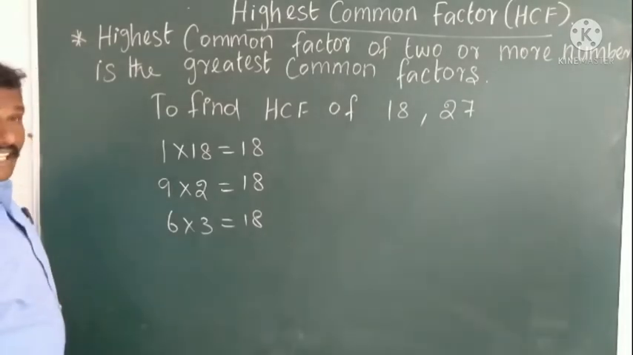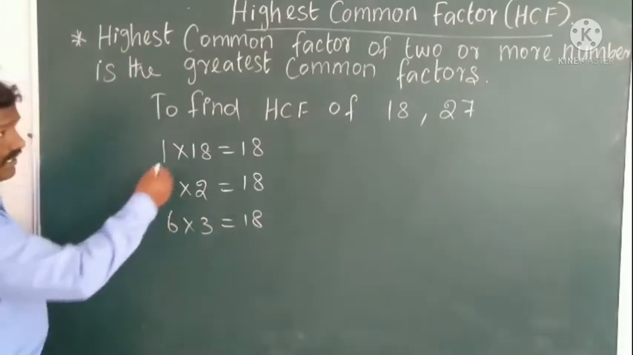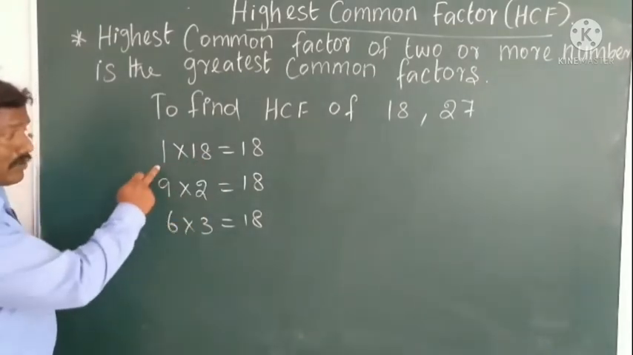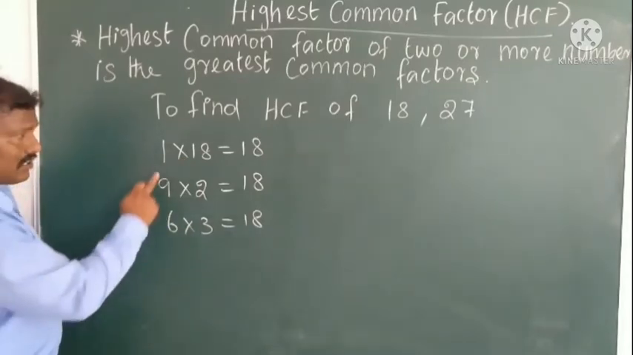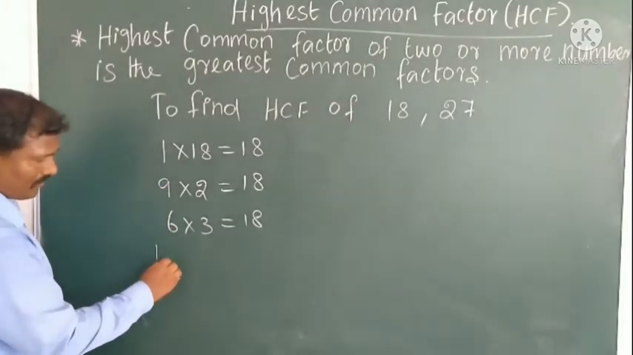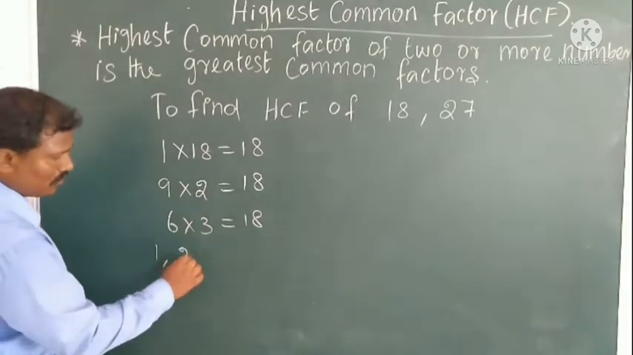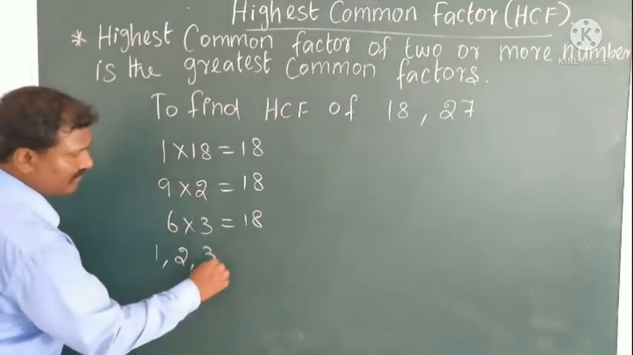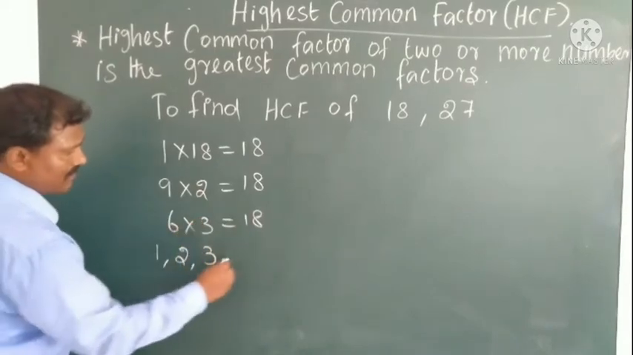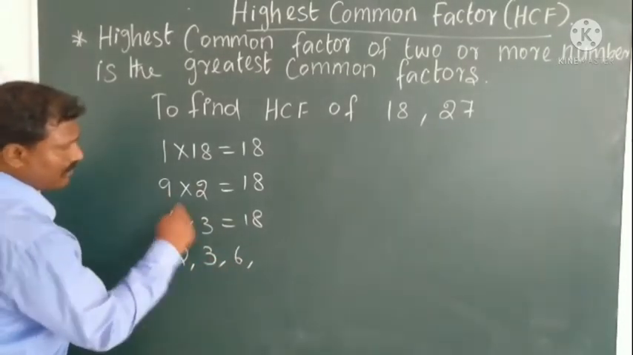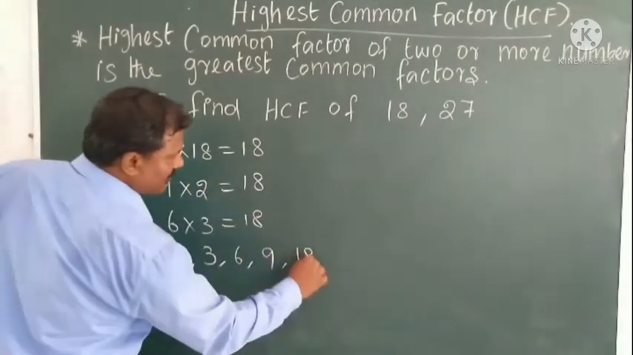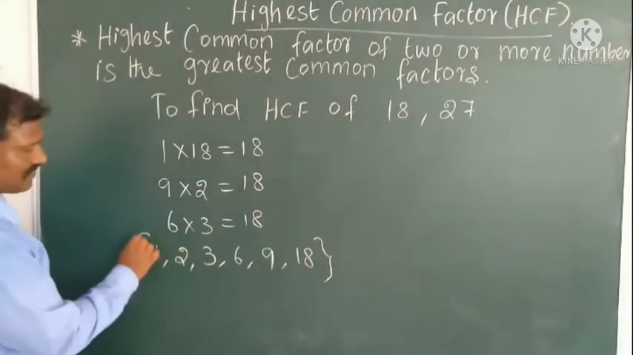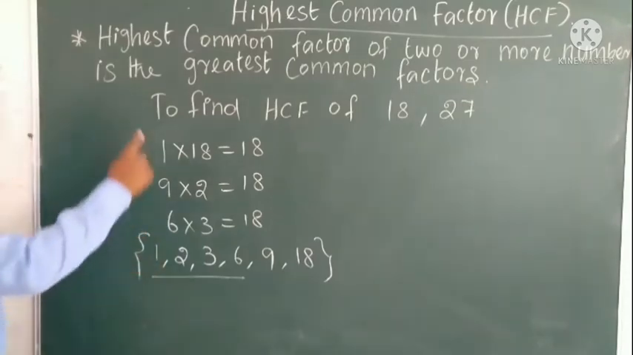Let me collect and write the factors of 18. We have to collect all the factors in ascending order. So 1, another big number 2, another big number 3, another big number 6, another big number 9, another number 18. So these are all the factors of 18.